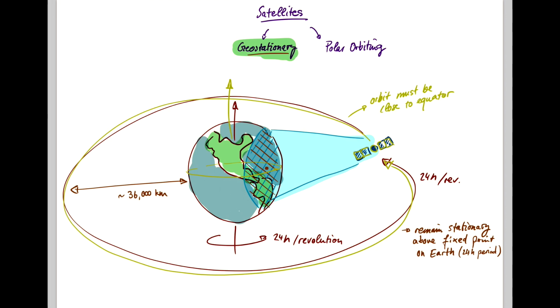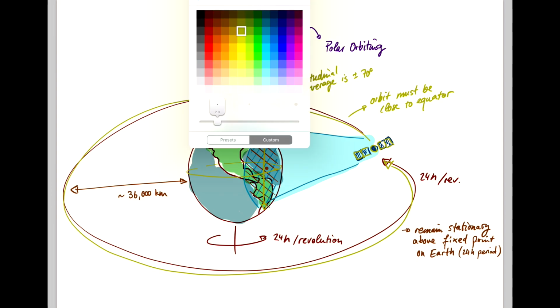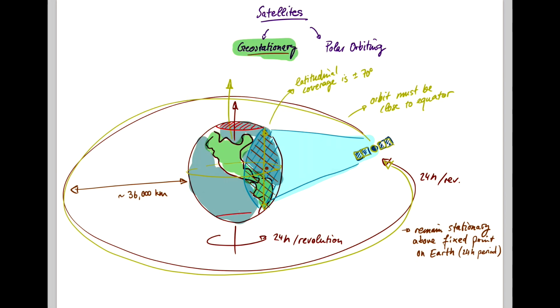The next thing is that this coverage here, the latitudinal coverage, is about plus or minus 70 degrees. So that is one of the limitations of geostationary satellites, is that they don't really observe the polar regions. So I'll indicate those by red here.